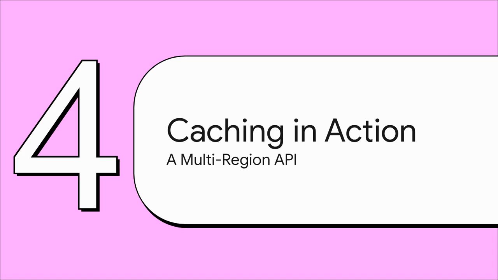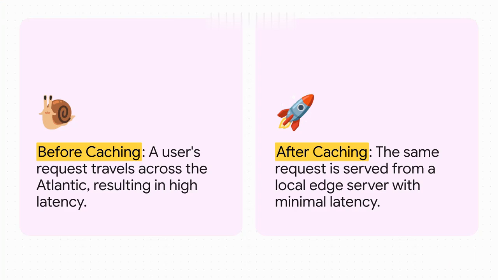Okay, that is enough theory for now. Let's make this real. We're going to walk through that multi-region API example we talked about earlier, just to see the absolutely dramatic impact this can have in the real world. So here's the scenario again. Before caching, our user in Europe makes a request. It has to pack its bags, fly across the Atlantic to the US, get processed, and then fly all the way back. It's a long trip, but after we flip the switch on an edge cache, that same request hits a server right there in Europe. The response is almost instant. It is night and day.